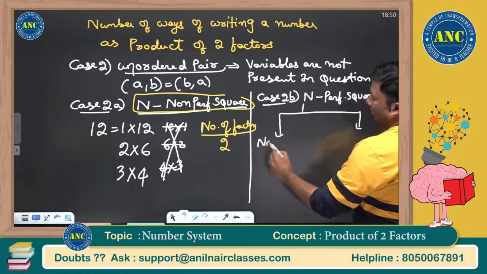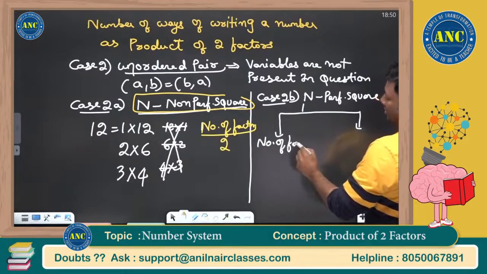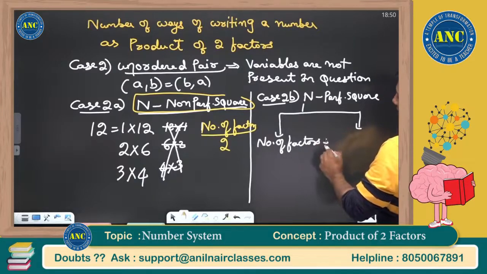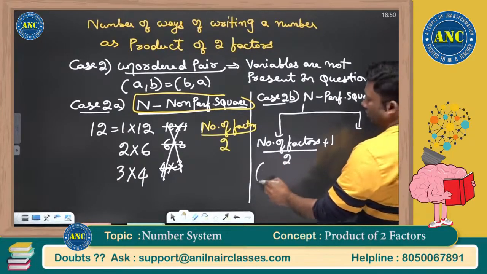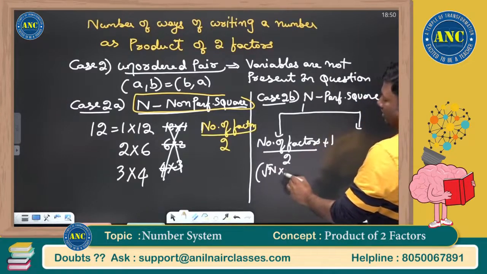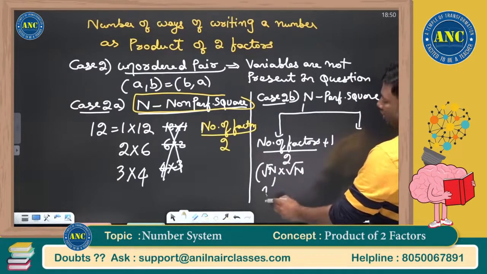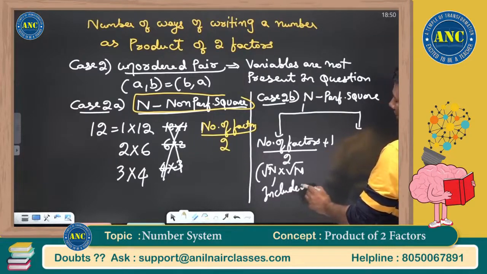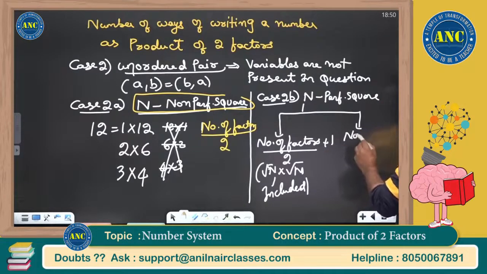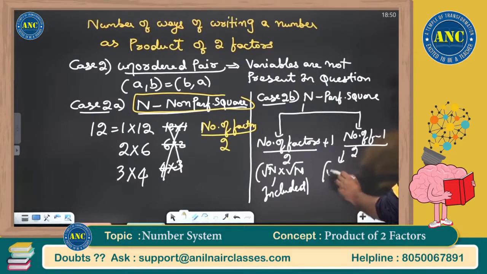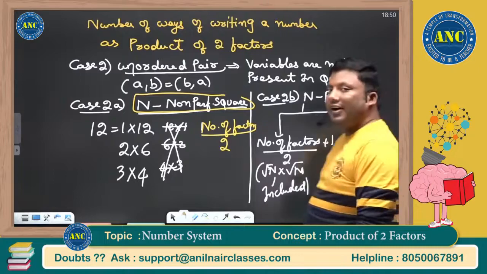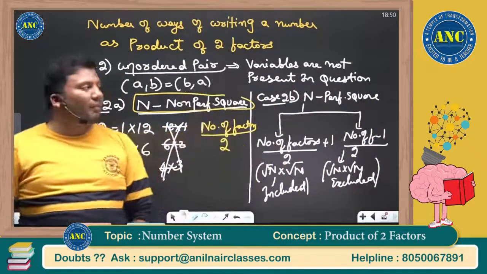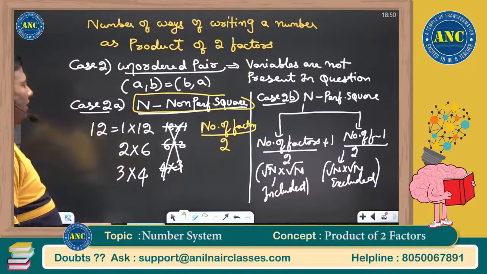In the next full slide, I will discuss the number of factors plus 1 by 2. If root 10 into root 10 is included, it is the number of factors plus 1 by 2, or otherwise the number of factors minus 1 by 2. Write this down as it is. Then in the full slide, I will take an example and clearly make you understand why number of factors plus 1 by 2 and number of factors minus 1 by 2 came.